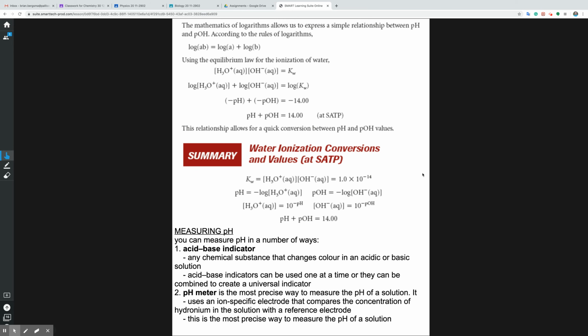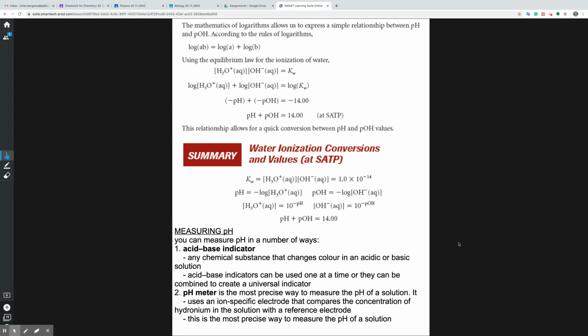Okay, and so the formulas that we need to know. So Kw is equal to hydronium concentration times hydroxide concentration, which equals 1.0 times 10 to the negative 14. Okay, pH is negative log of hydronium, pOH negative log of hydroxide concentration. Okay, and then if we're going backwards, it'd be the hydronium would be 10 to the negative pH, hydroxide would be 10 to the negative pOH, and at any time we could go pH plus pOH equals 14.